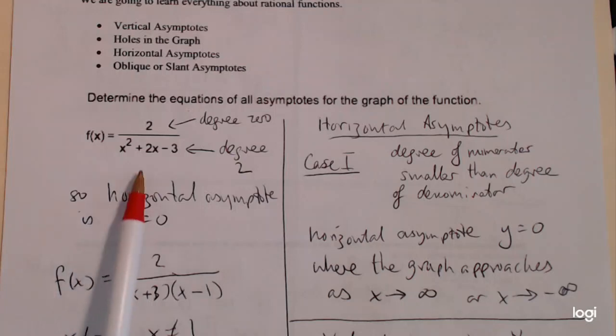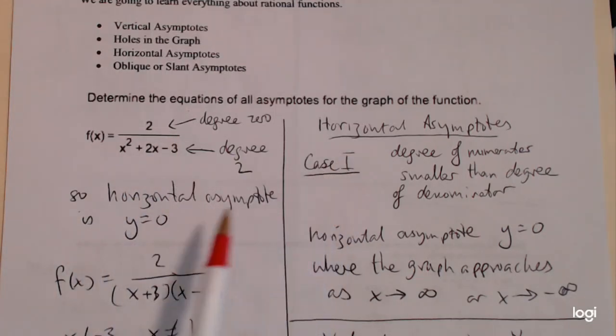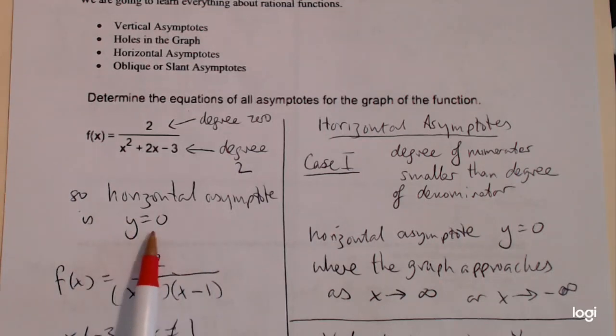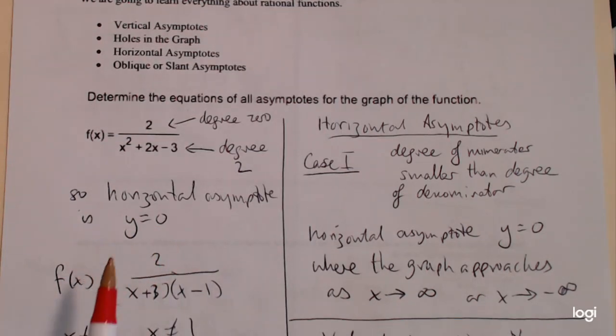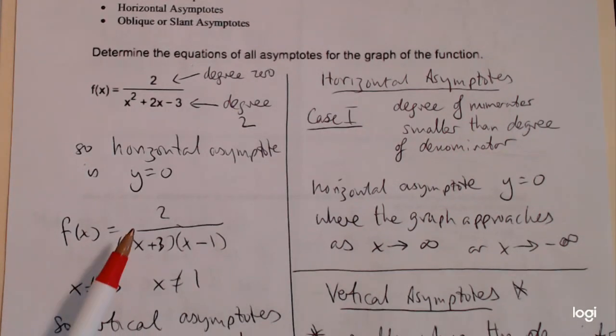Okay, so the degree on the top is 0, the degree on the bottom is 2, so it's case 1. So the horizontal asymptote is y equals 0. Do not say 0, say y equals 0. The horizontal asymptote is a line. Y equals 0 is a line. 0 is a number.